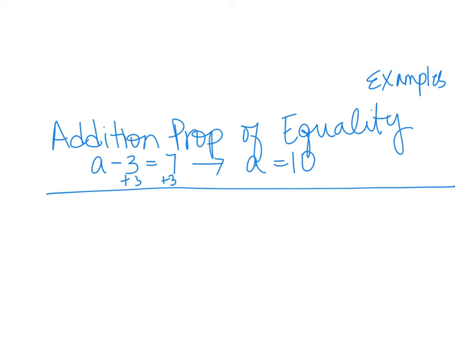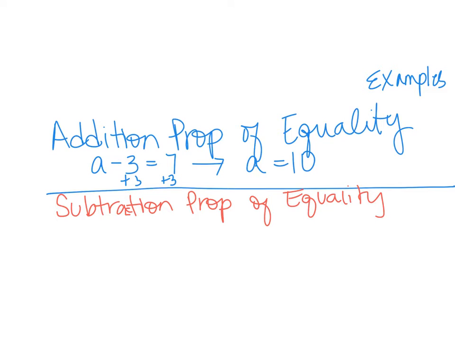So we have the subtraction property of equality. And so our example would be if we had a plus 3 equals 7, we could subtract 3 from both sides, and you would get a equals 4.